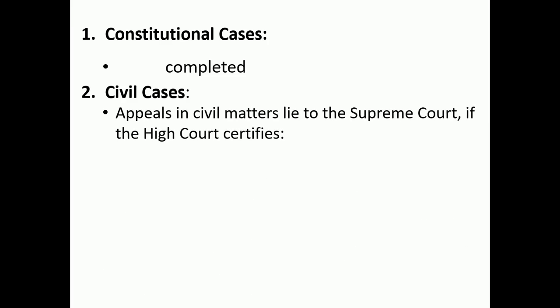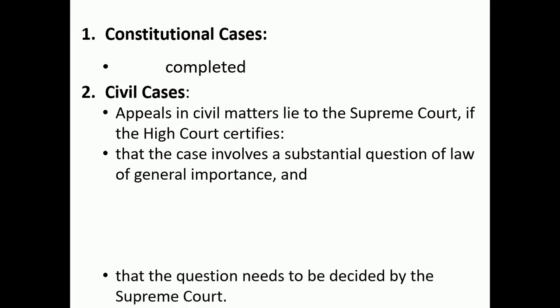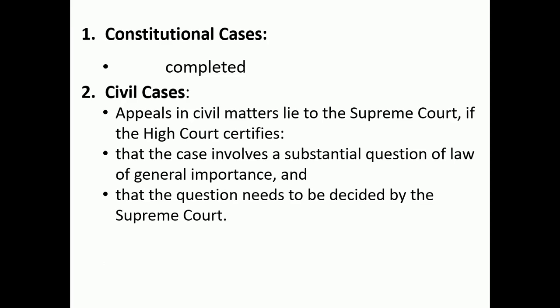Appeals in civil matters lie to the Supreme Court if the High Court certifies that the case involves a substantial question of law of general importance. So first of all, appellate jurisdiction in a civil case will take place once the High Court feels that in that particular case, a substantial question of law is involved, or an interpretation or a special question is needed, which is beyond the jurisdiction of the High Court. So in such a case, with the consent of the High Court, that civil case can move to the Supreme Court, and the question needs to be decided by the Supreme Court.